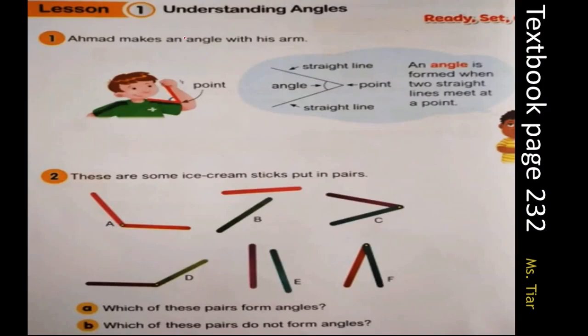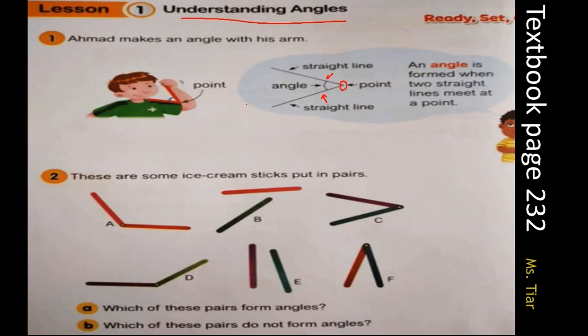So first of all, you have to study about understanding angles. So what is an angle? An angle is formed by two straight lines and a point. Okay, which one is a point? This one. And this is the straight line over here. So which one is the angle? The angle is the area inside the two straight lines and a point.